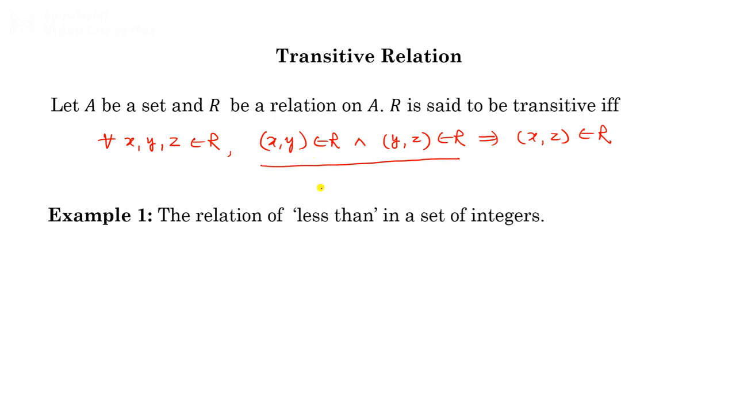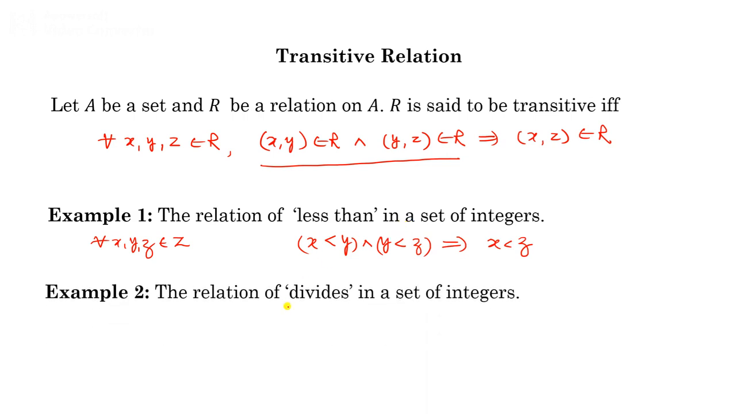Now look at this example, the relation of less than in a set of integers. Suppose, for example, x, y, z belongs to Z. You can write x is less than y and y is less than z. So we have assumed these two things, x is less than y and y is less than z. So you can write x is less than z. That's why this relation is a transitive relation.